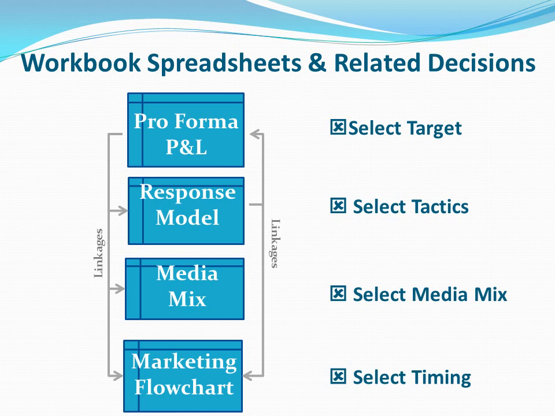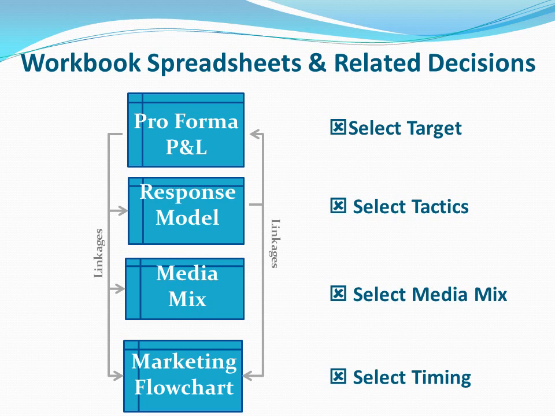To develop your marketing plan, you need to work with 4 spreadsheets. The pro forma P&L spreadsheet is used to select a target audience, which is the first box. The response model spreadsheet is used to select plan tactics, which is the second box. And the media mix spreadsheet is used to select media and spending levels, the third box on your screen. And finally, the marketing flowchart spreadsheet is used to select promotion intensity and timing.